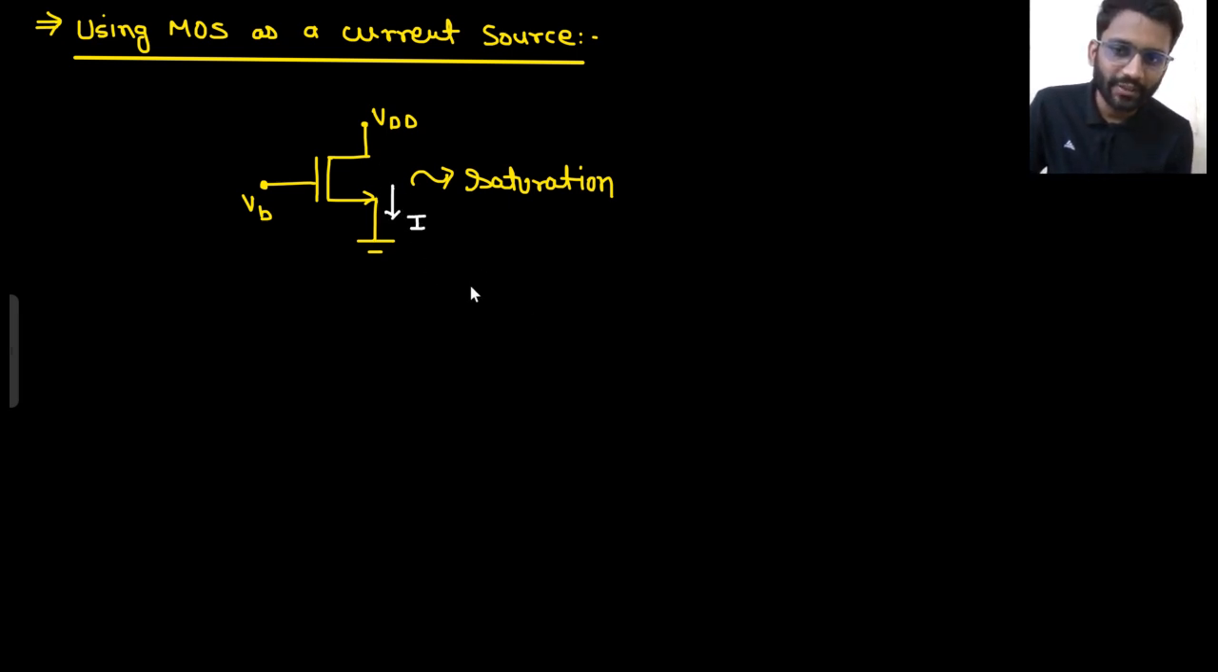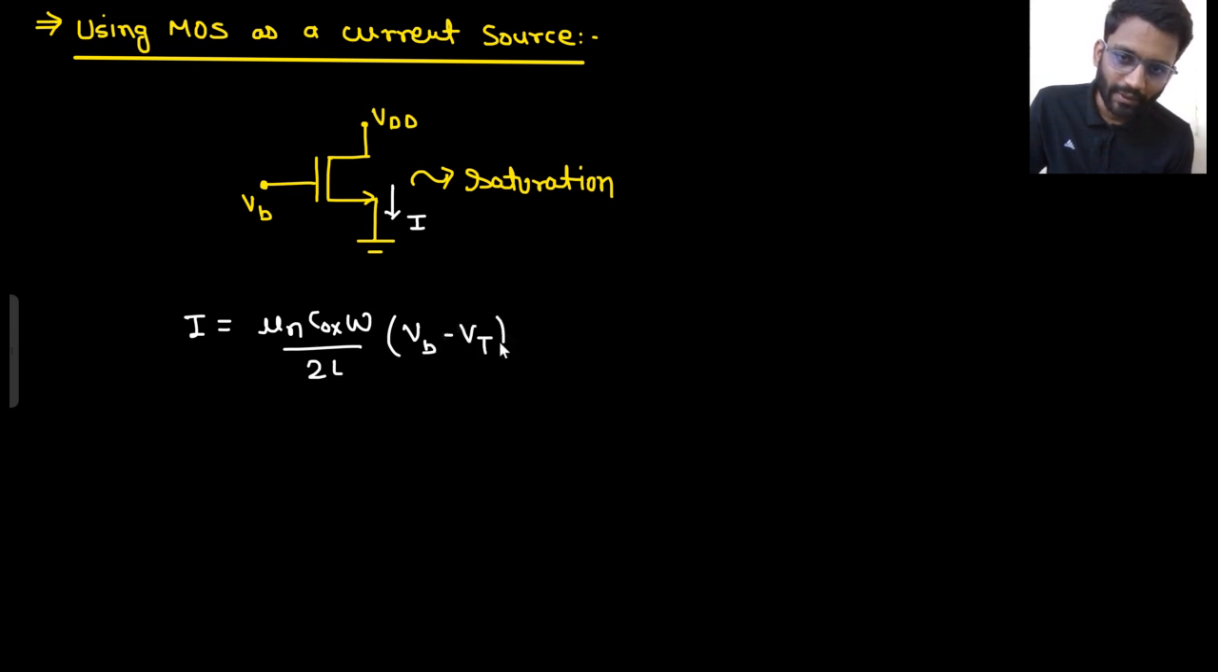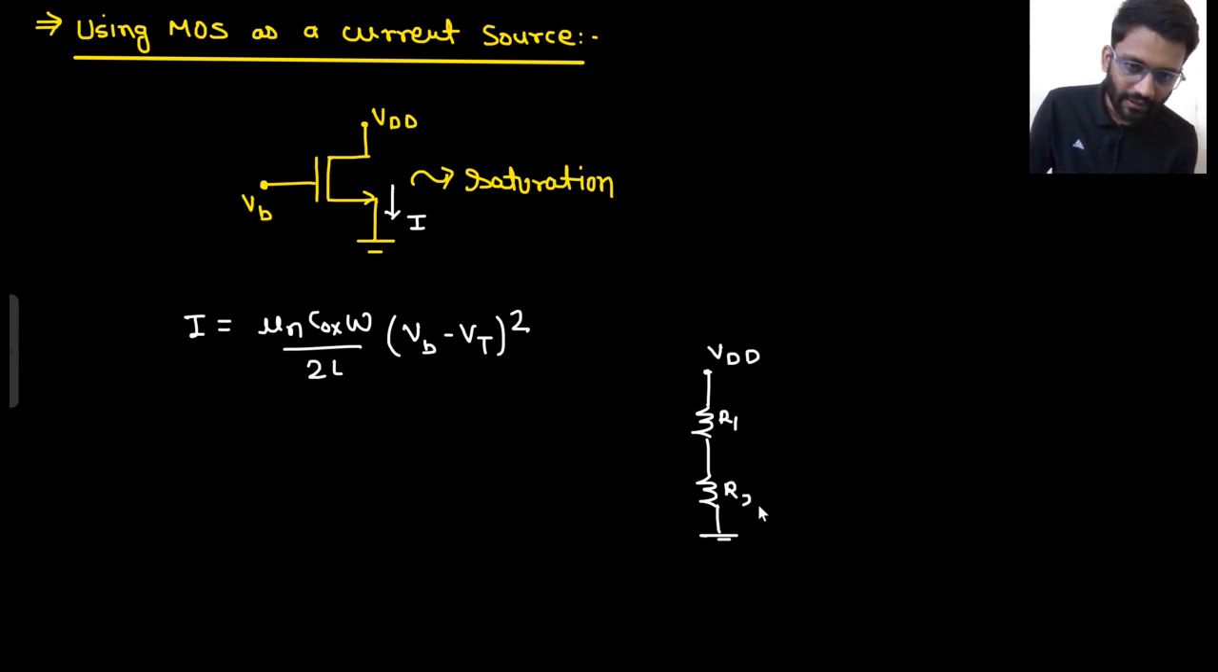So there will be a current I if the MOS is acting in the saturation region. What would that current I be? That would be mu n Cox W by 2L into (VGS minus VT) whole square, where VGS is VB. How will you make this VB? If you have only one supply, only the VDD supply, how will you make this VB? By a potential divider, right? This is R1, this is R2, and this will be your VB. So VB would be R2 upon R2 plus R1 into VDD.